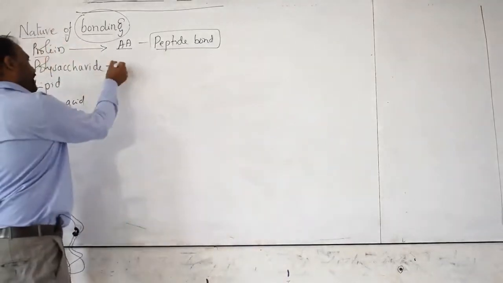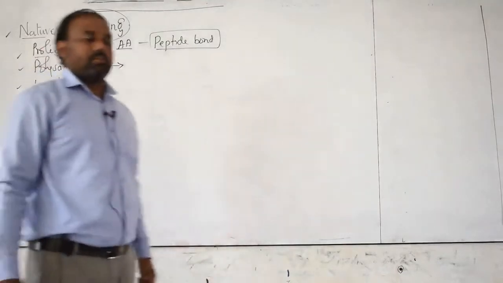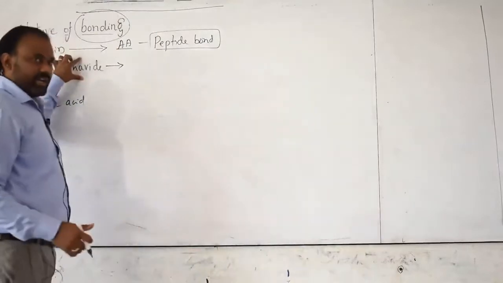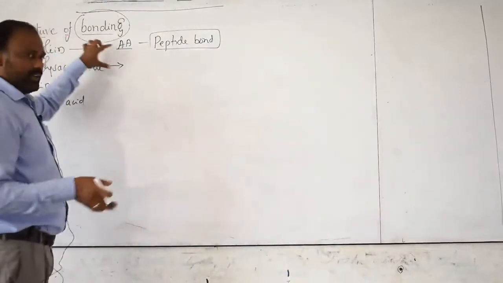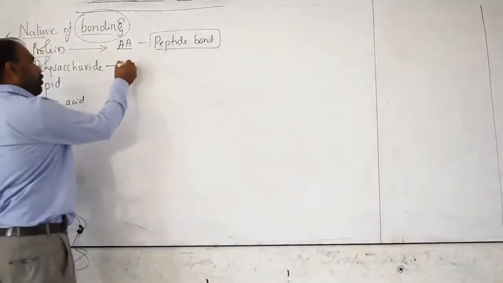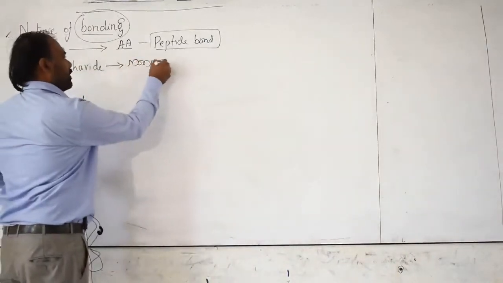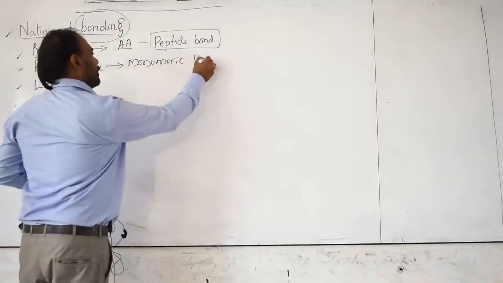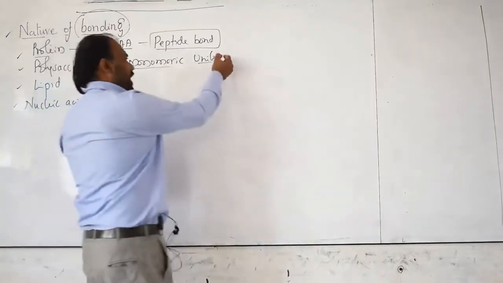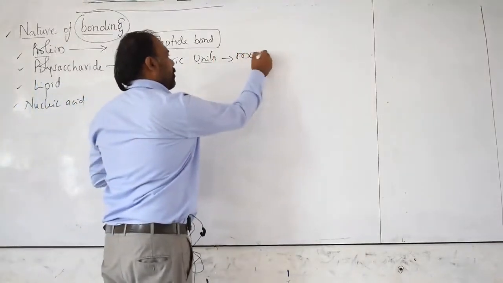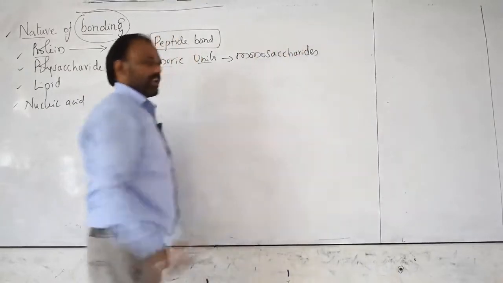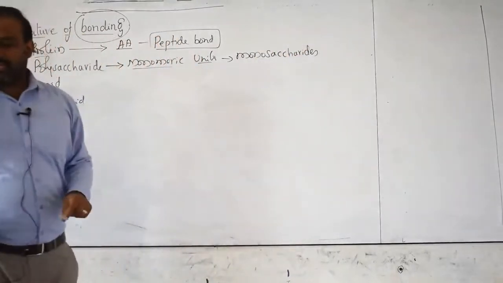Second one, when you take polysaccharide, polysaccharide is nothing but carbohydrate. Now tell me, what is polysaccharide or carbohydrate? Again, like protein, it is a complex food molecule and it is made up of monomeric units. Those monomeric units we can call monosaccharides.